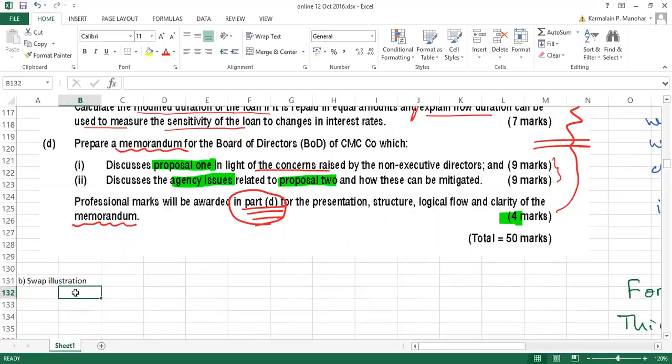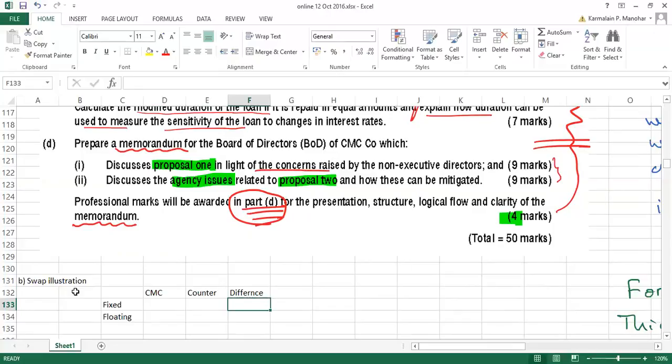So swap illustration. Again, we are lining up simply the fixed and the floating. Whichever side we line that up, we're going to put those as the top heading as well. And the two institutions, we have CMC, and then we have the counterparty. Now we simply list the rates and then find the differences between them.